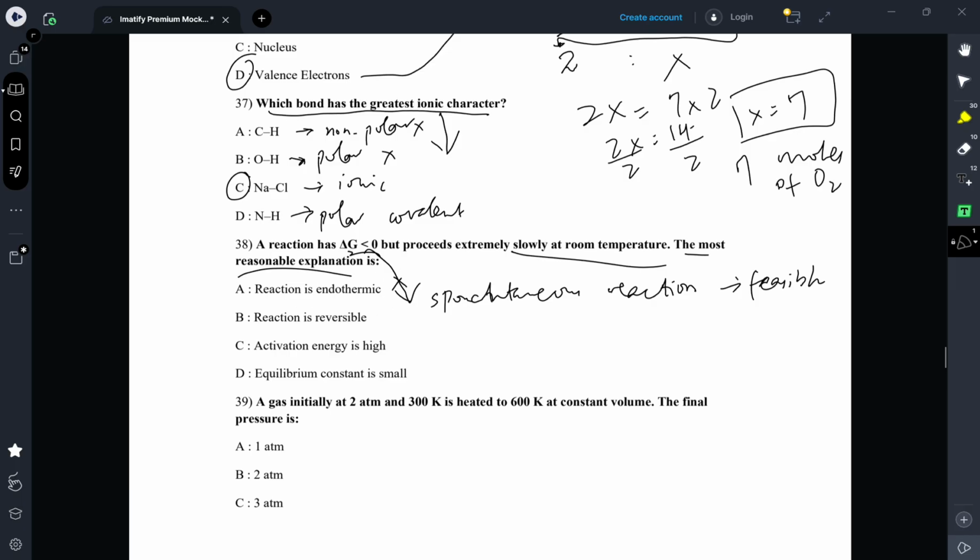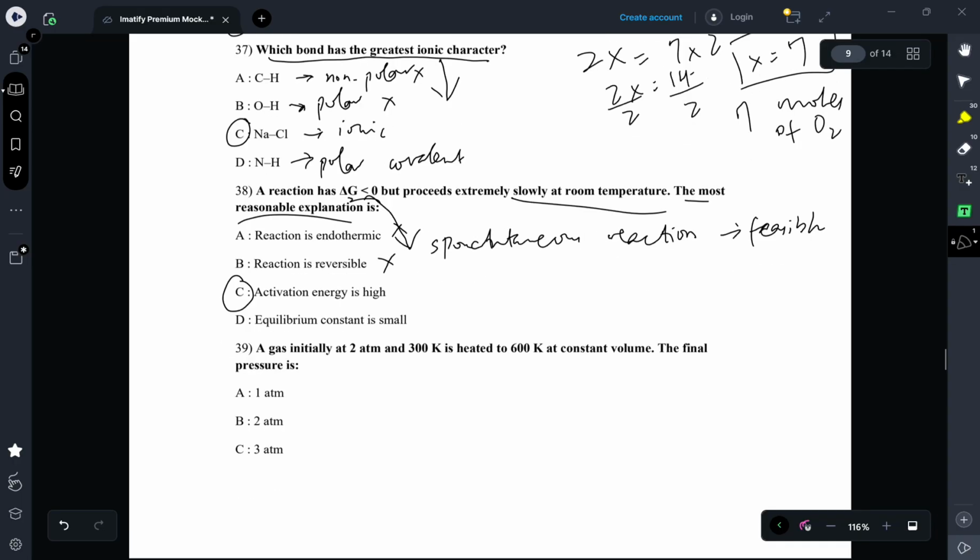No, this is not the correct answer. Okay, reaction is reversible. No, this is not the correct answer. Activation energy, yes, this is the correct answer. This is the most reasonable explanation for this question because whenever you have high activation energy, that is the energy needed to start a reaction.